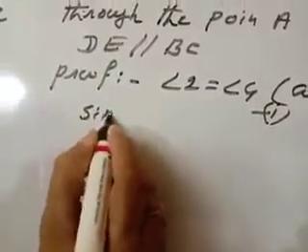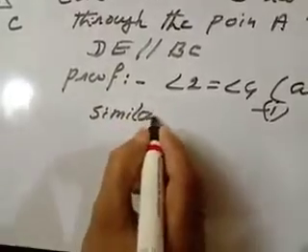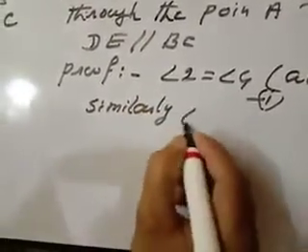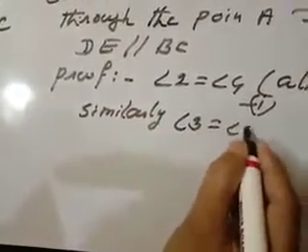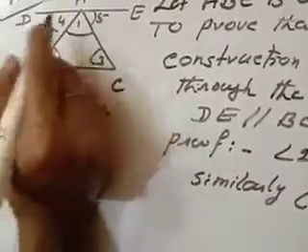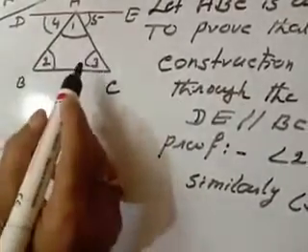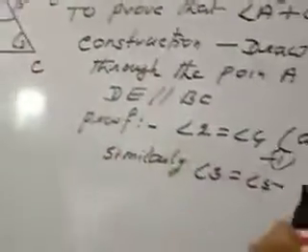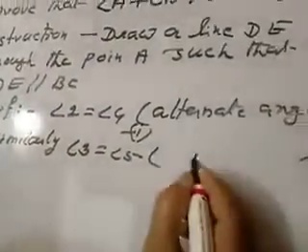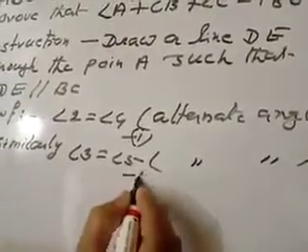Similarly, angle 3 is equal to angle 5. Look at the figure, angle 3 and angle 5. Again, DE is parallel to BC, so these two angles are alternate angles. We write alternate angles. Make it equation number 2.